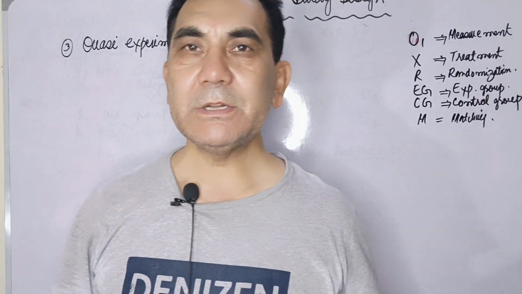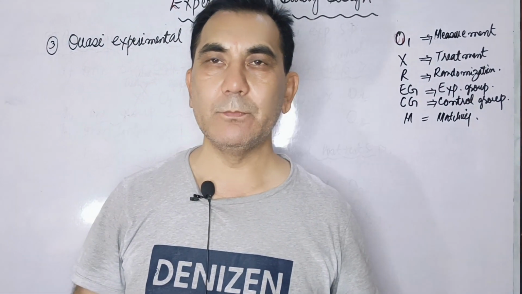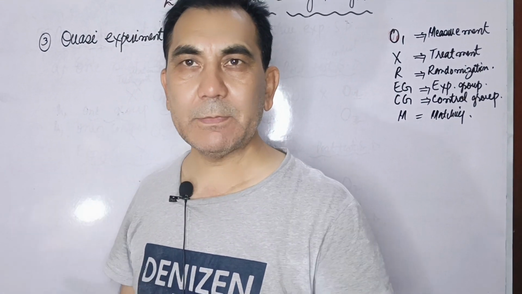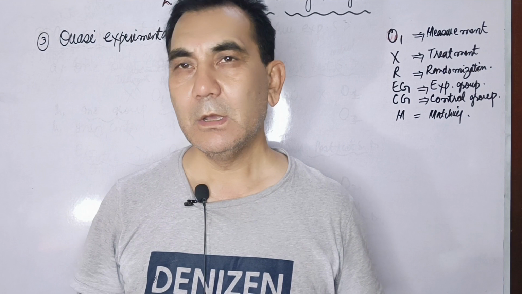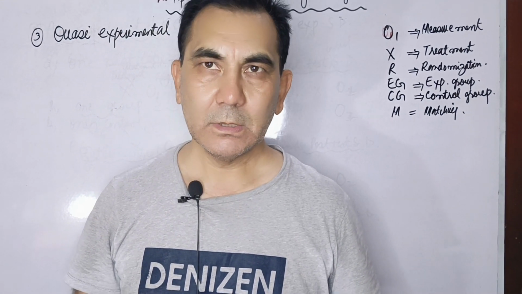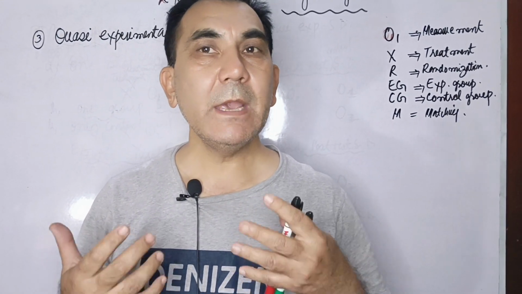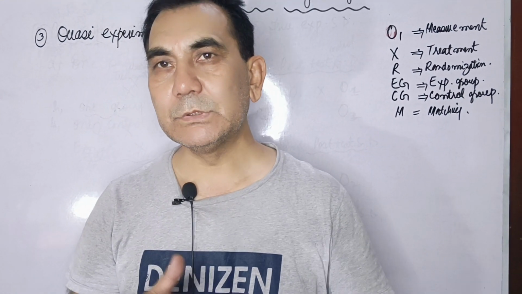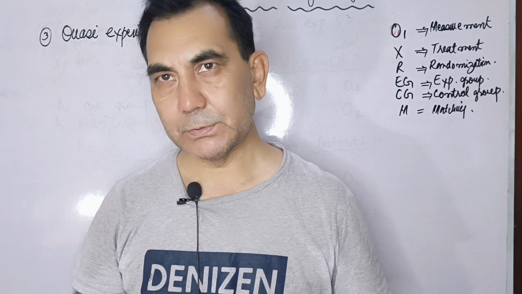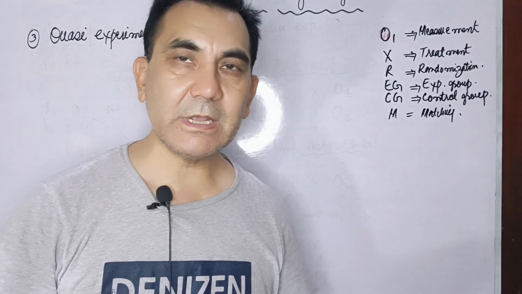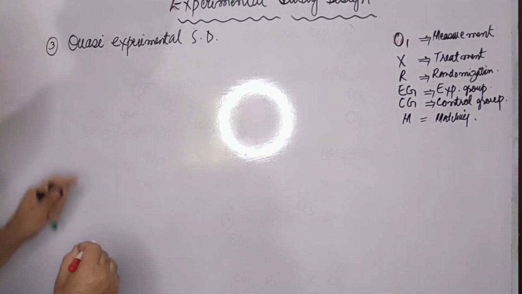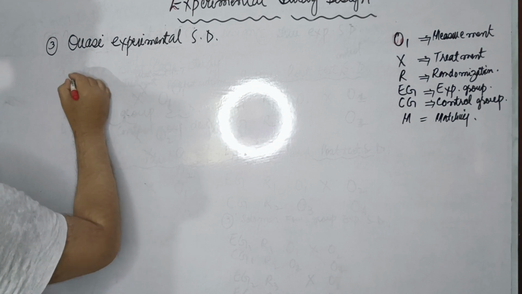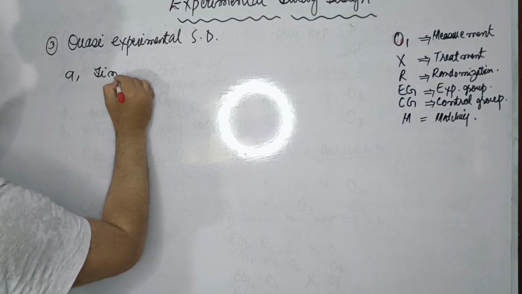The quasi-experimental study design is mostly used to measure cause and effects. In the quasi-experimental study design, the researcher will not use any control group, or maybe he will use a control group, but the number of control groups will be very minimal. Now there are again two types of quasi-experimental study design. The first one is called the time series.